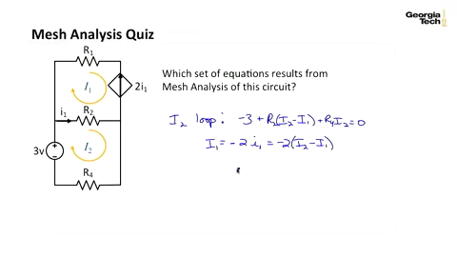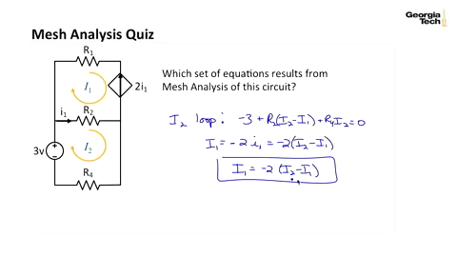So now I've got 2 equations. I1 is equal to minus 2, I2 minus I1. So that's one equation in terms of my mesh currents. And then this is the other equation in terms of, again, my mesh currents.